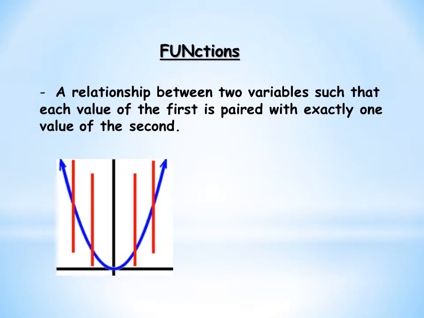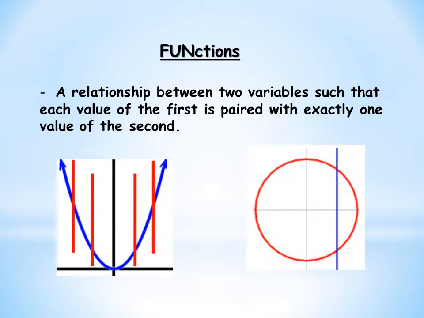So if you take a look here at this blue parabola, the red lines are vertical lines that go through this. As long as the red lines only touch the blue graph at one point, then it is a function. If you take a look at a function like a circle, well, not a function, a graph like a circle, and this blue line goes through it, it goes through at 2 points, which means it is not a function.